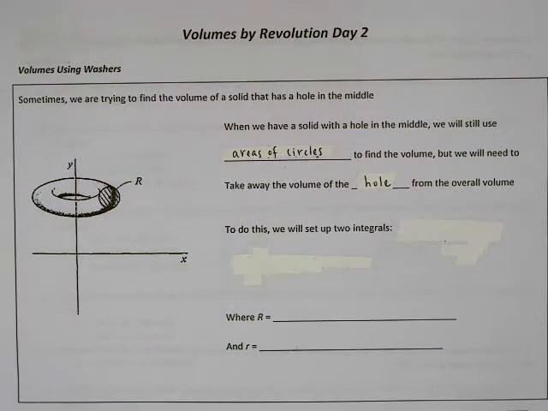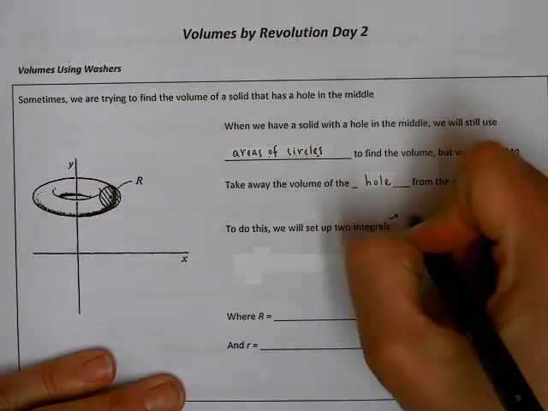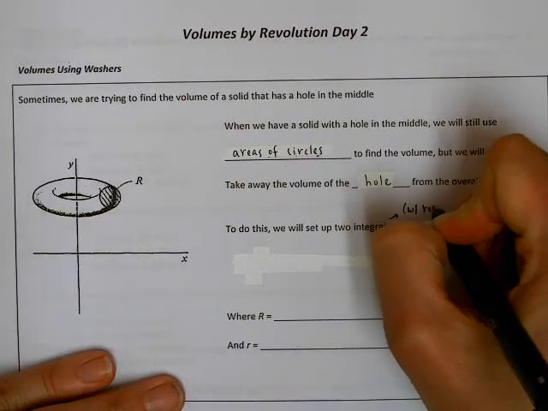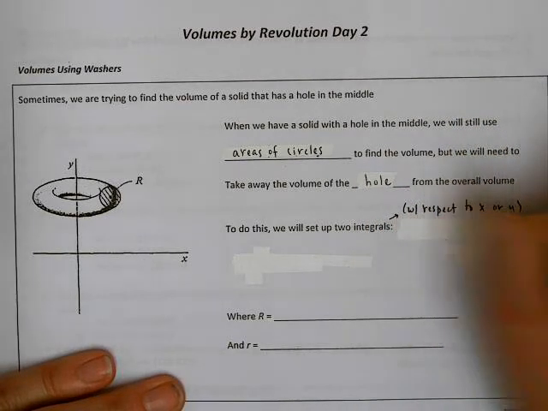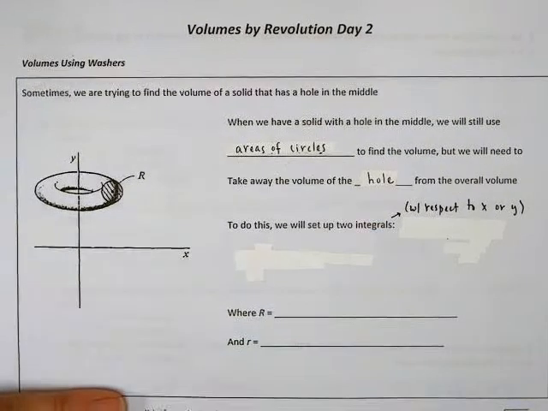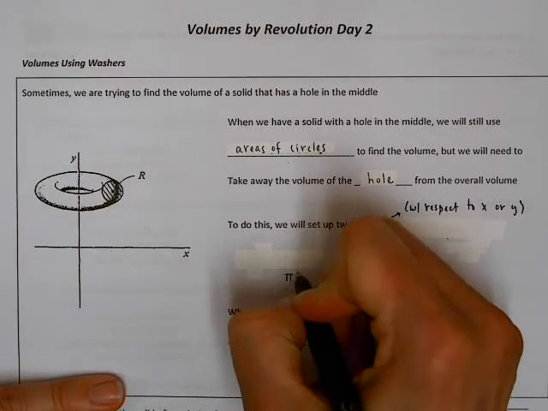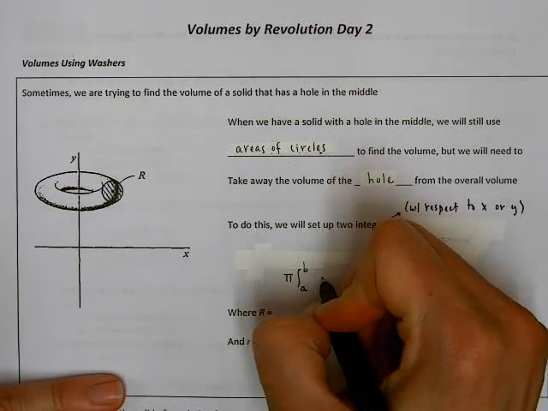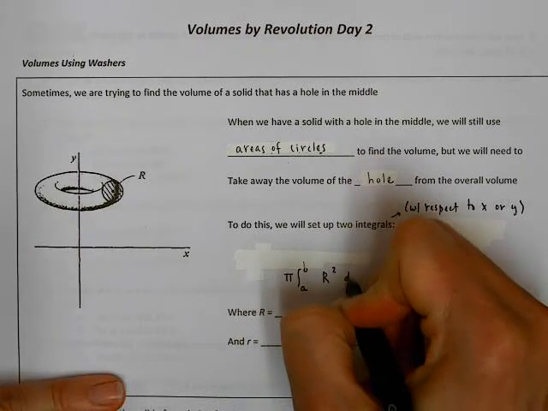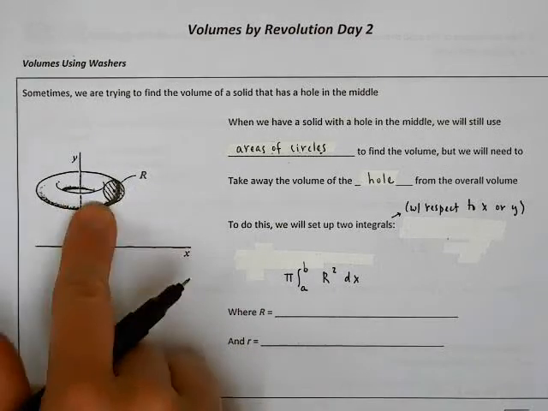To do this, we're going to be setting up two different integrals to start. Keep in mind, this can be with respect to x or to y. I'm going to represent it with x here, but it could be either. We're still going to be using an integral to add up all the areas of those circles. So we're going to have pi times the integral from a to b of big R squared dx. That's going to be kind of like the whole volume without the hole.